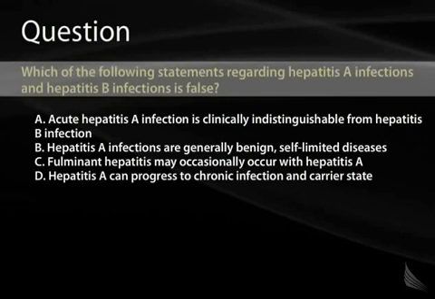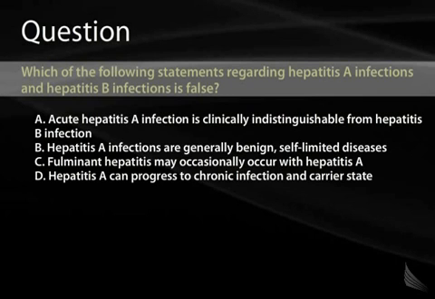Question: which of the following statements regarding hepatitis A infections and hepatitis B infections is false? A. Acute hepatitis A infection is clinically indistinguishable from hepatitis B infection. That's true. B. Hepatitis A infections are generally benign, self-limited diseases. That's true. Although it's no fun to have it, it usually stays all by itself in the liver and goes away.